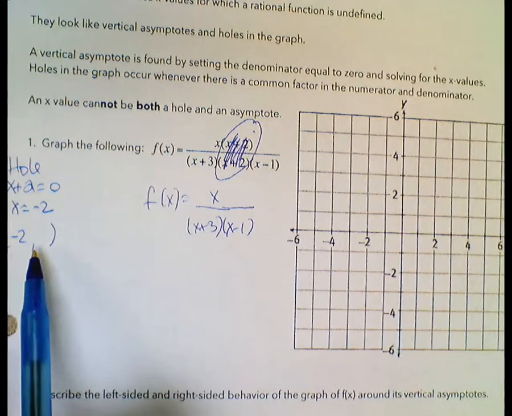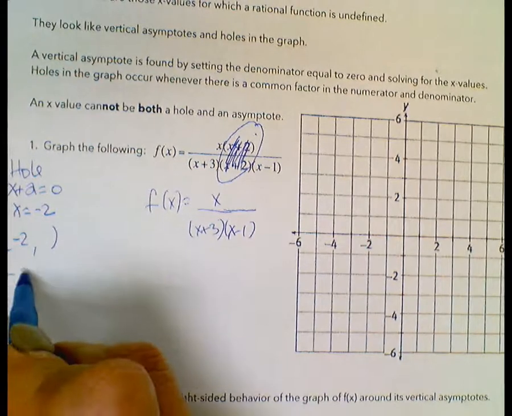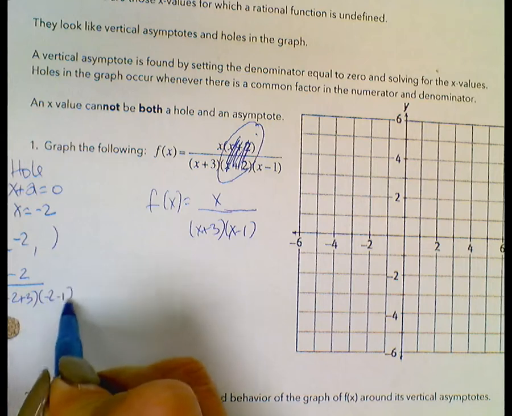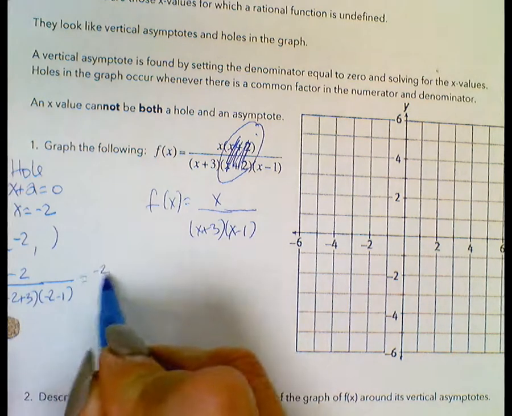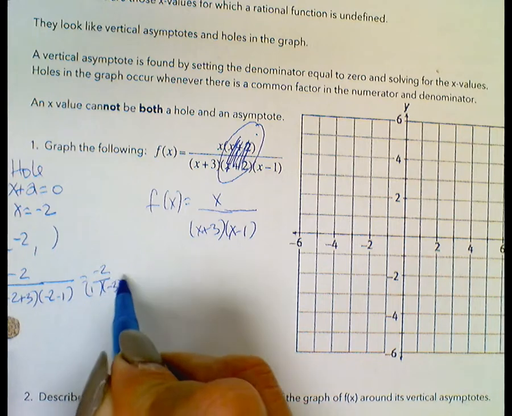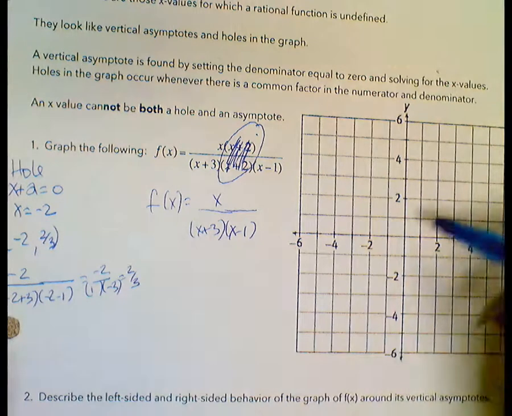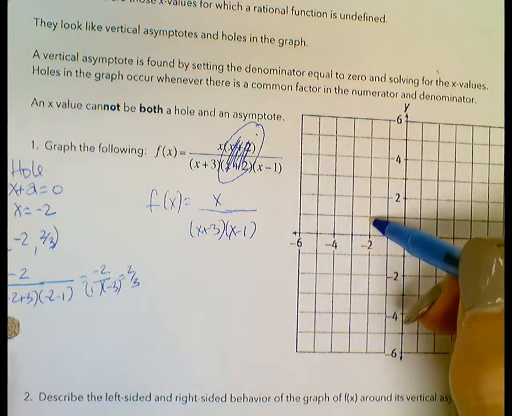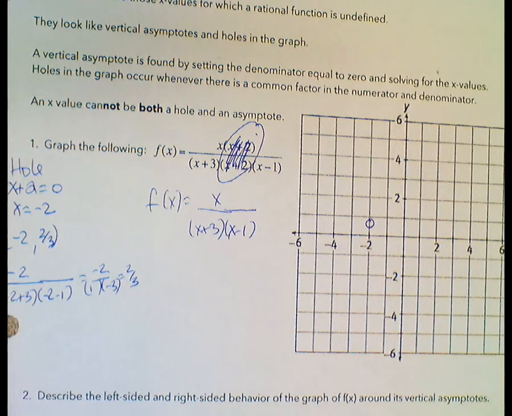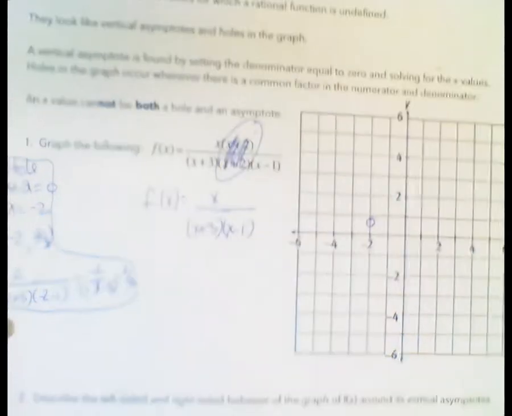If you want to know what the hole is, you need to plug -2 in wherever you see an x over here. So it'd be -2 over (-2 plus 3)(-2 minus 1), which is -2 over 1 times -3, which is -2/-3, which is positive 2/3. So the hole is at -2 and 2/3, which is about right there. Now, that's just the hole. So let's get that out of here.